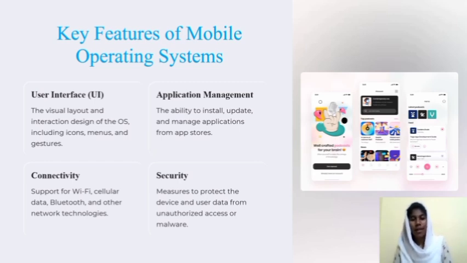Application management. An app is one of the basic parts of an OS. The ability to install, manage, and update applications from app stores is very useful. Connectivity. Mobile operating systems support Wi-Fi, cellular data, Bluetooth, and other network technologies. Security is one of the key important features of mobile operating systems. These operating systems protect the user data and the device from unauthorized access and from malware attacks.